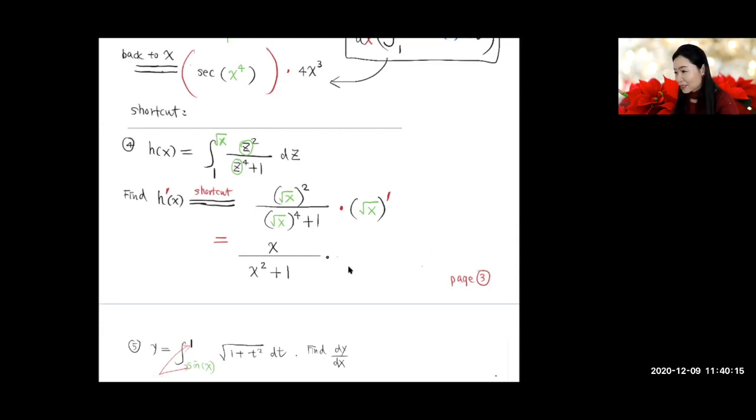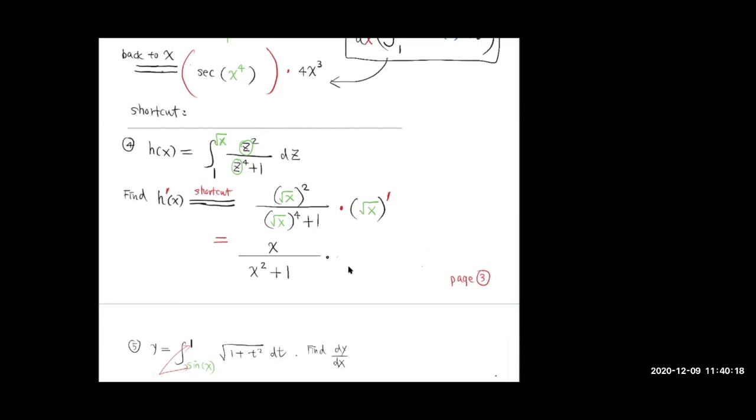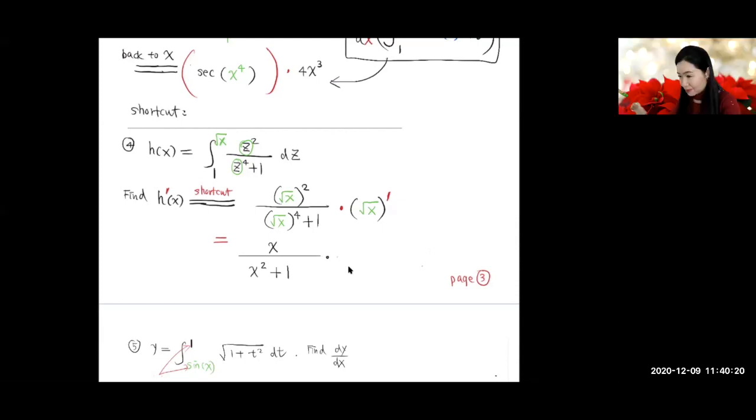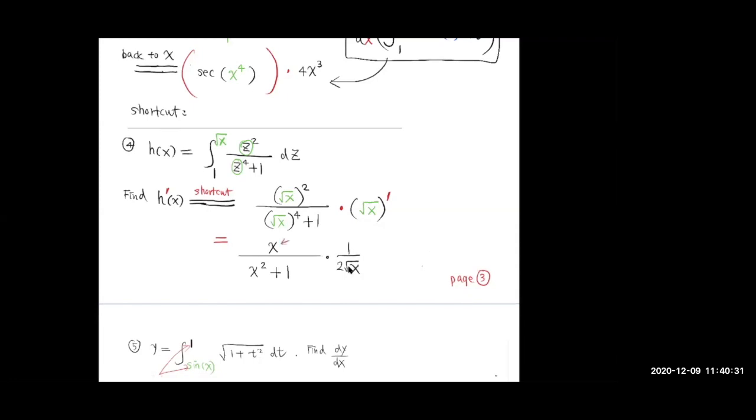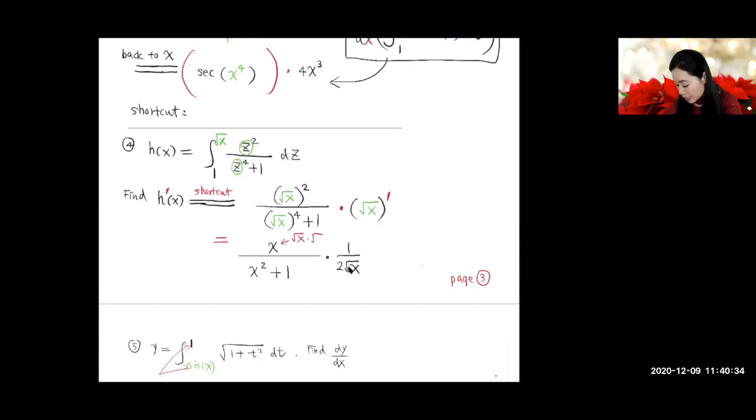Do you guys remember what it is? It's 1 over 2 times square root of x. You got it. Okay, good job. 1 over 2 square root of x. Now, remember this x here is the same as square root of x times square root of x, right? So one of them is going to divide out. Simplify, you get square root of x on top over 2 times (x squared plus 1).